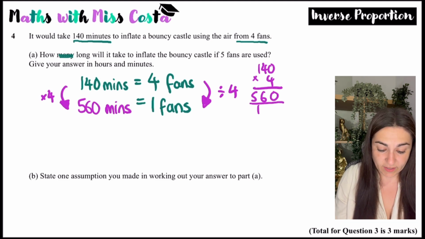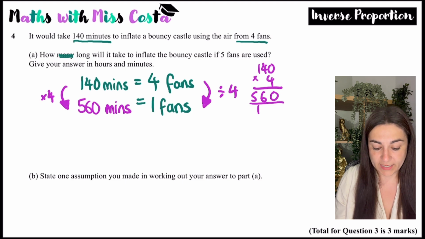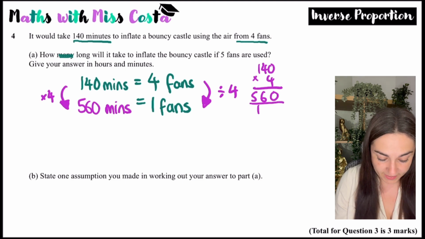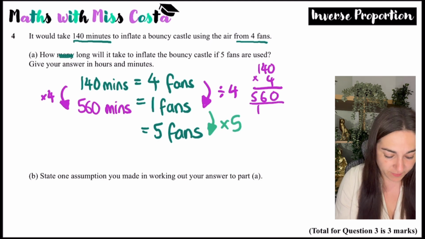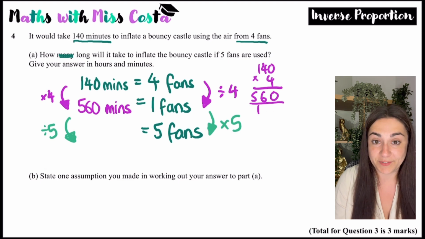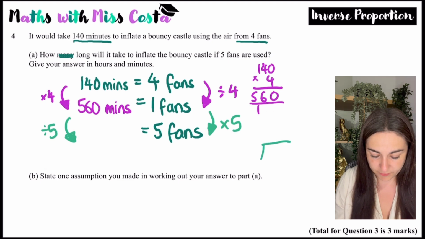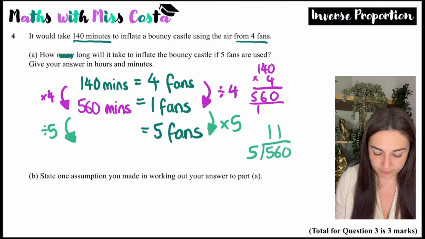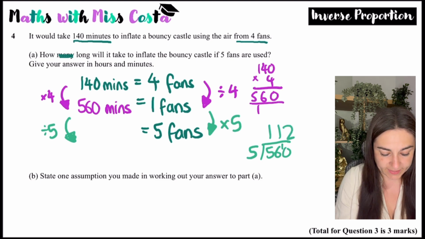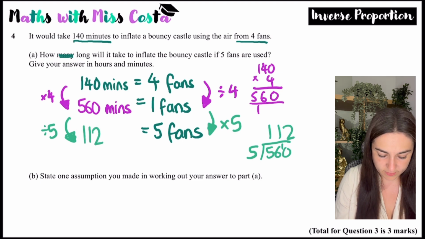So then the question has asked me to figure out how long it will take to inflate the bouncy castle if 5 fans are used. So what would I have to do? Well, to get from 1 fan to 5 fans, that's 5 times the amount. So I'm going to times by 5. And over here on this side, because it's an inverse relationship, I'm going to have to divide by 5. So 560 divided by 5. 5s into 5 go once, 5s into 6 go once, remainder 1, 5s into 10 go twice. So that would be 112 minutes.